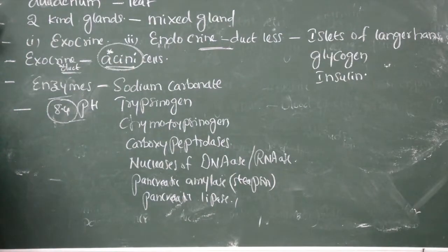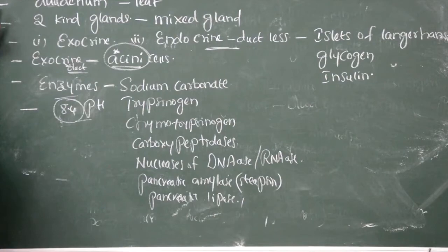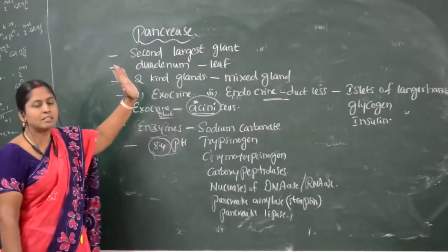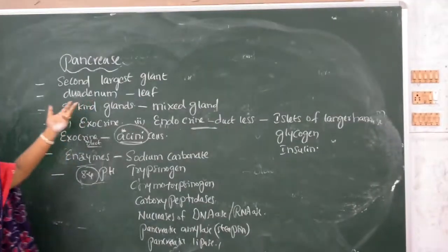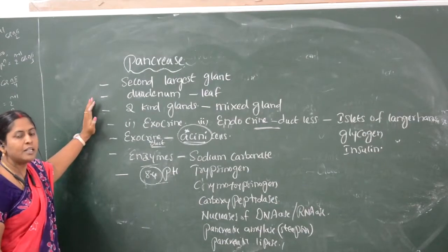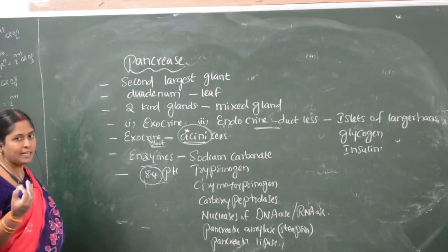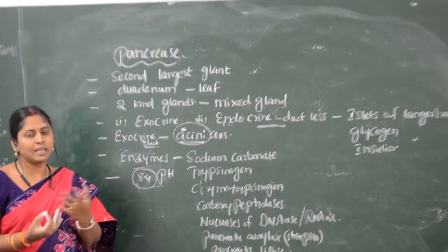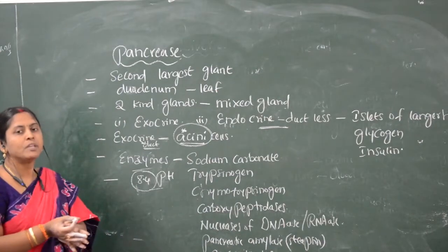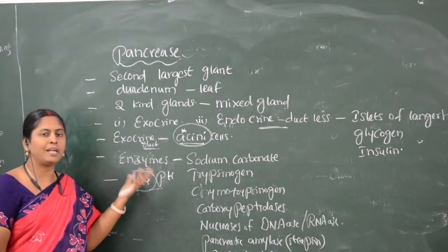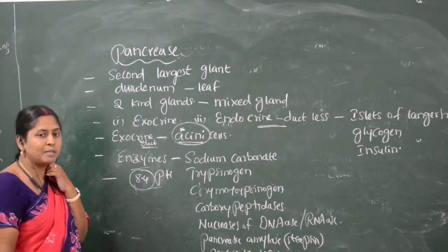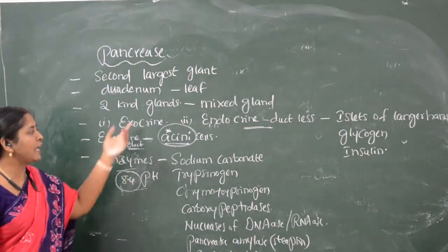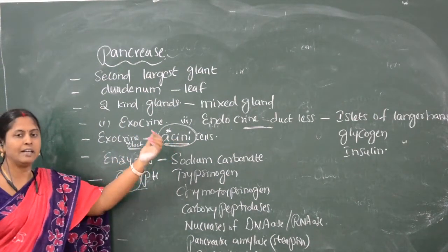The pancreas is a leaf-like structure present between the limbs of the duodenum. It is the second largest gland in the body, and we call it a mixed gland because two types of pancreas are present: the exocrine pancreas and the endocrine pancreas. The exocrine pancreas gives out the enzymes, and the pancreatic juice pH is 8.4. Exocrine is the gland which has a duct. Endocrine glands are ductless glands.